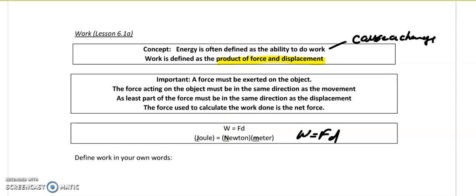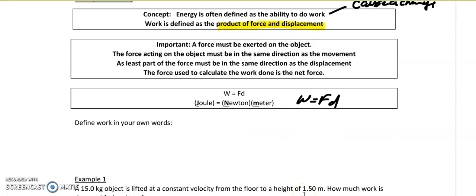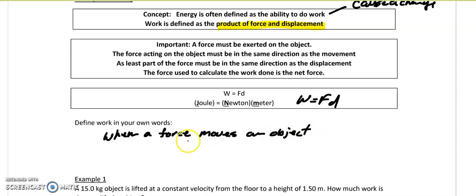Okay? So if we were to define it in our own words, well, there's lots of ways you could do that. Typically, I'd just say when a force moves an object, right? You're going to have your own definition, but this is just kind of my own words, where it's the force moving an object, that is the distance.